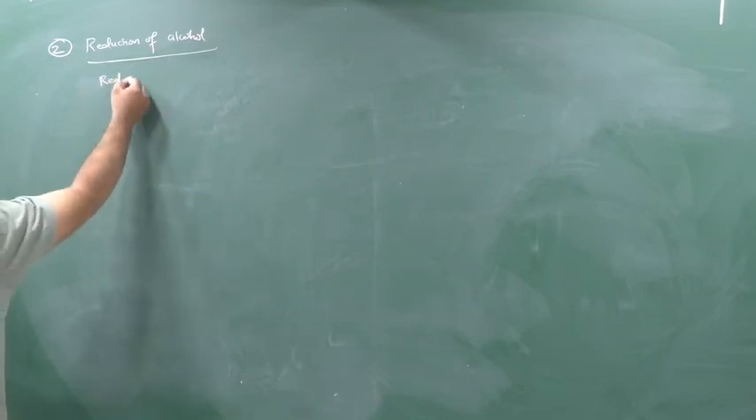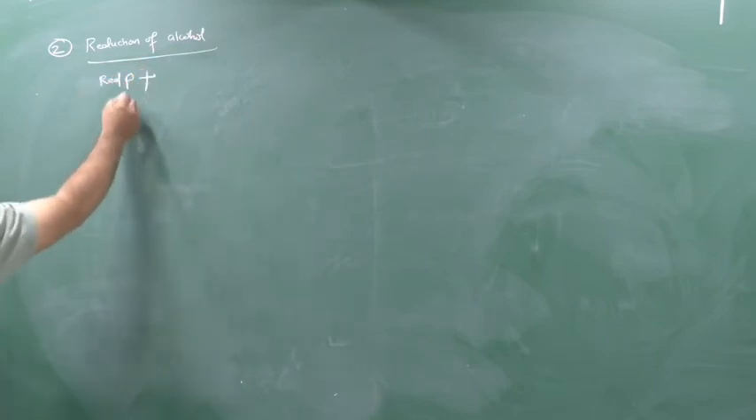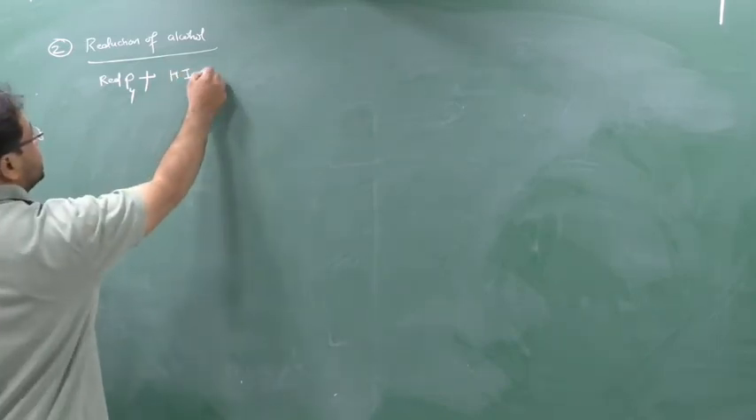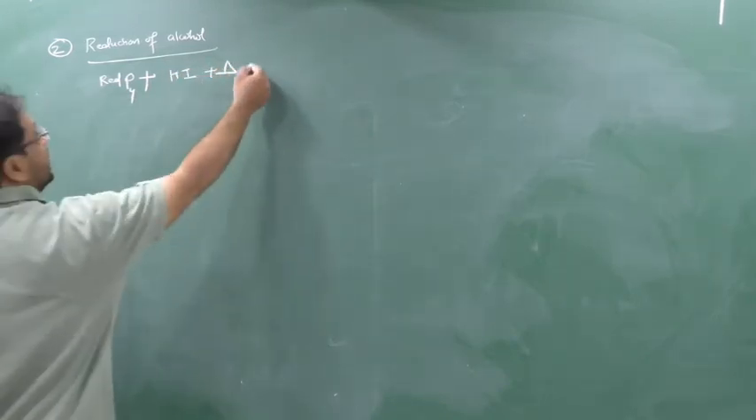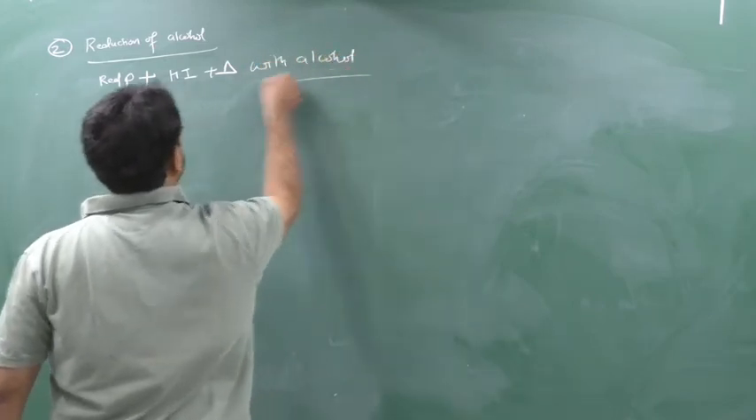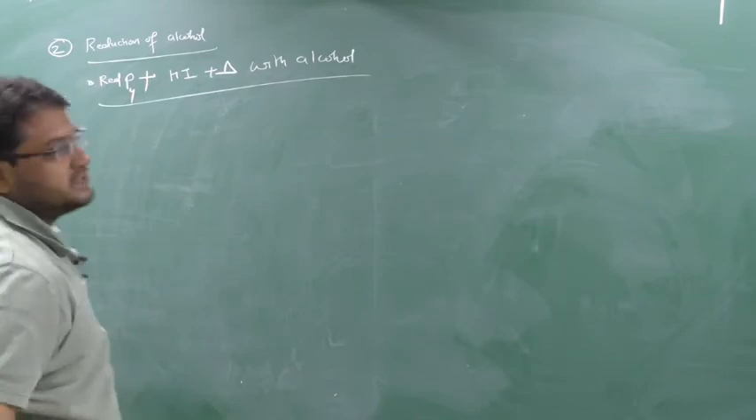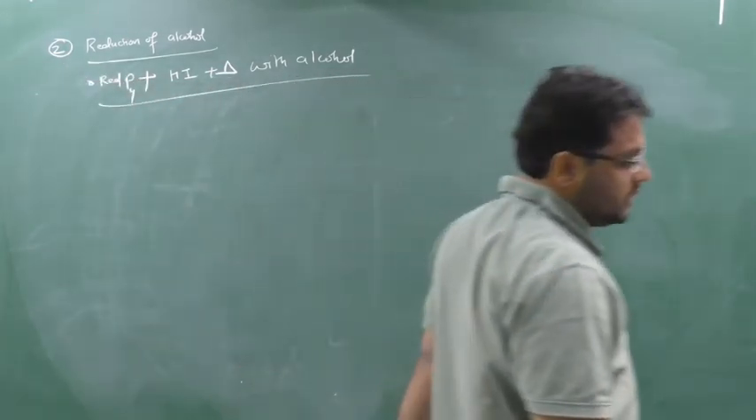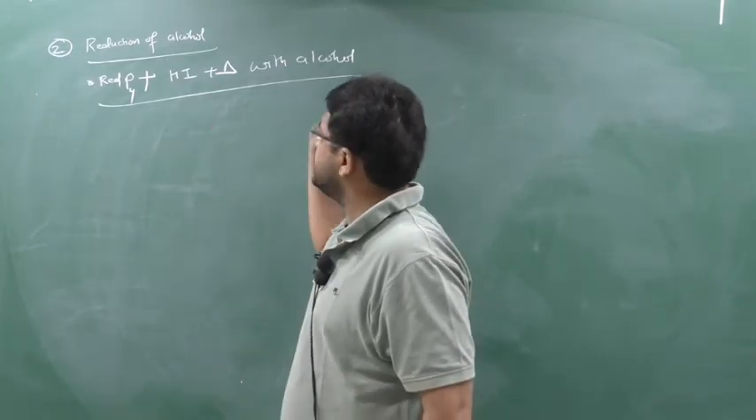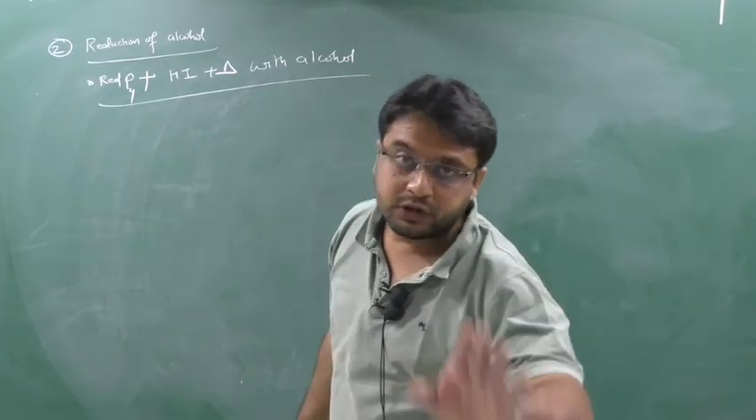Whenever you see red phosphorus plus HI plus heat with alcohol, then understand this is nothing but reduction of alcohol. So which reagents are used in the reduction of alcohol? Red phosphorus, HI and heat. If you see these with alcohol, understand you have to do the reduction.